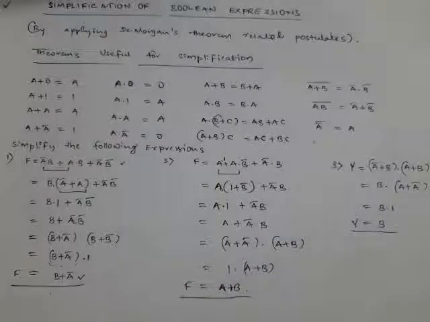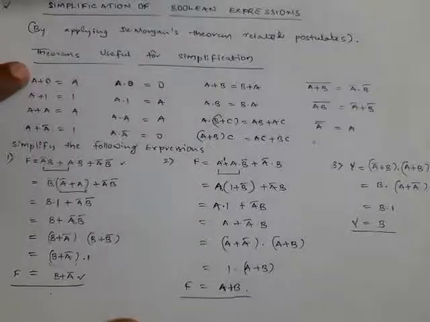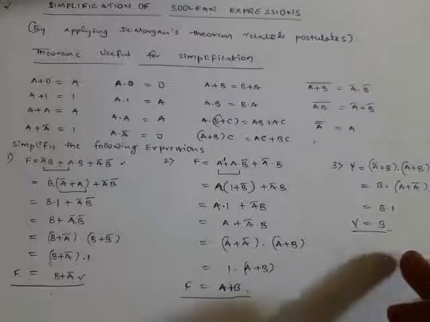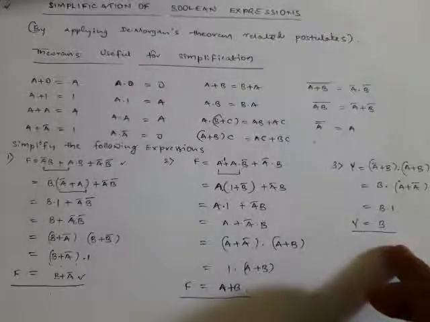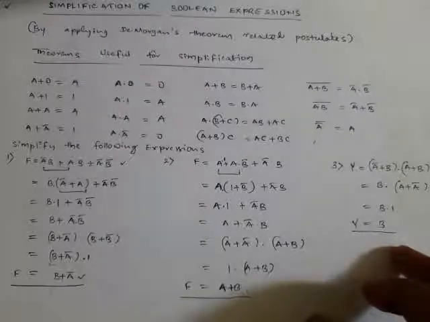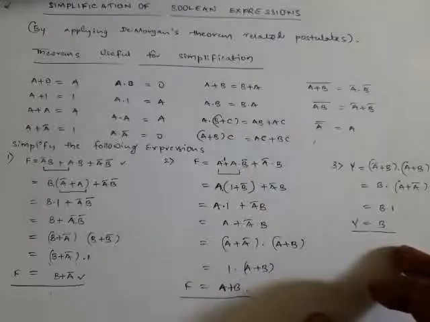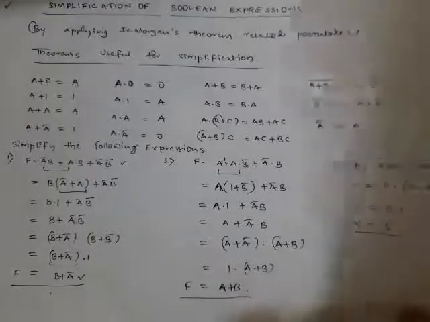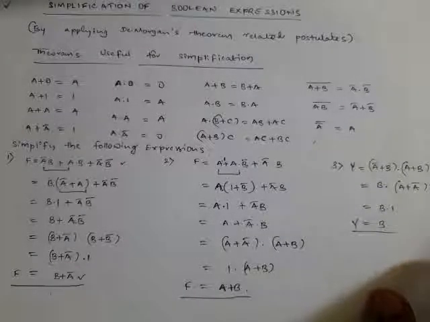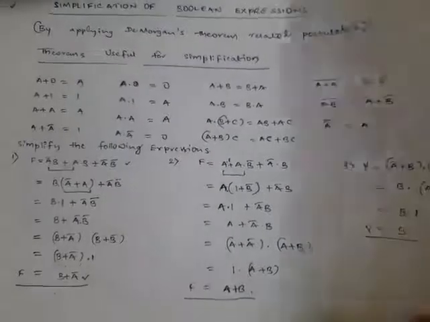So this is how we will be using various theorems and laws that we know already to simplify the Boolean expression, so that realizing or constructing a circuit for the simplified expression takes fewer gates and makes the circuit economical. Next we'll see some more examples of simplifying Boolean expressions.